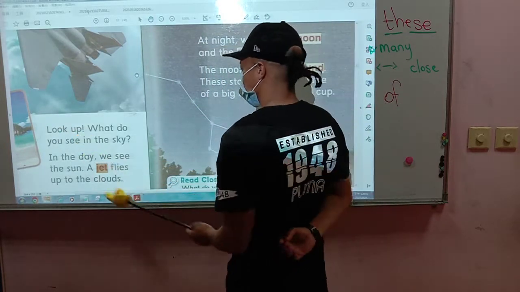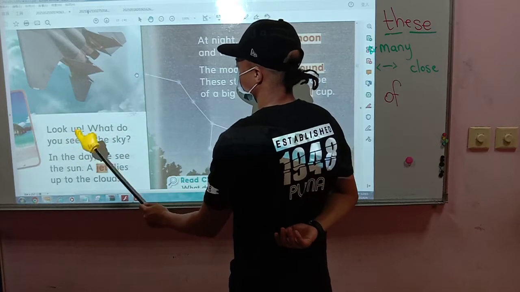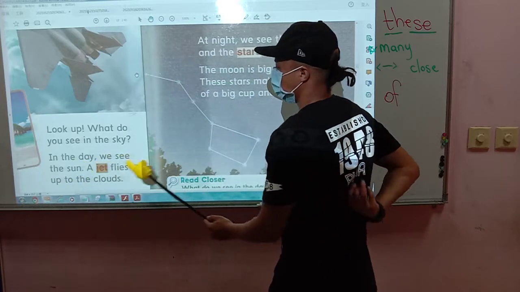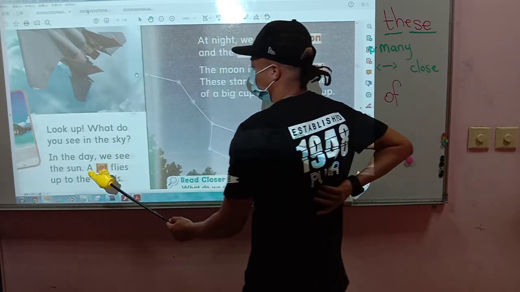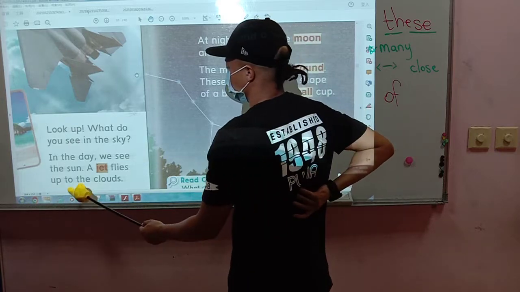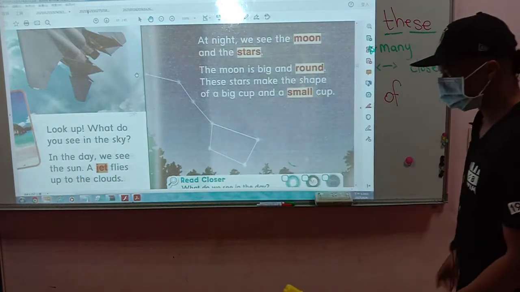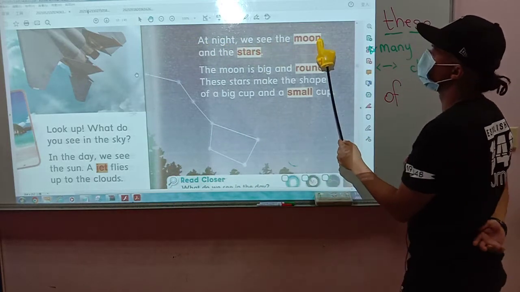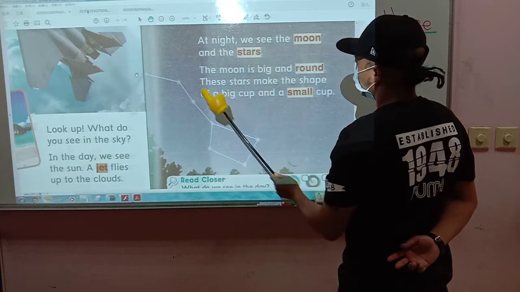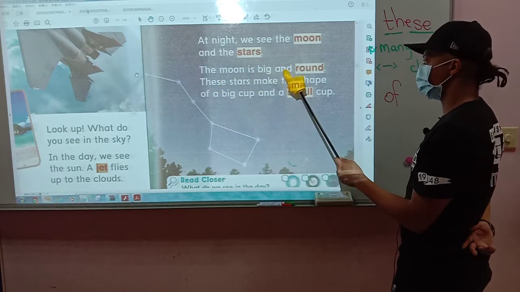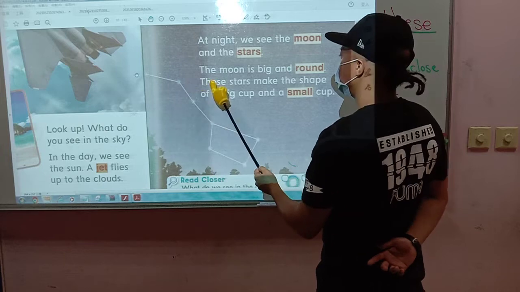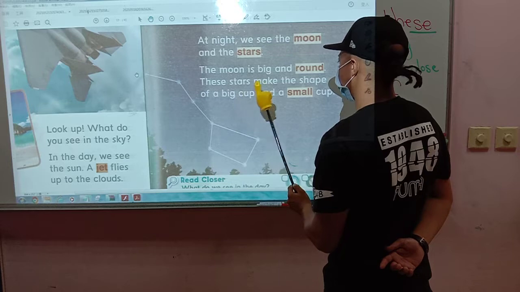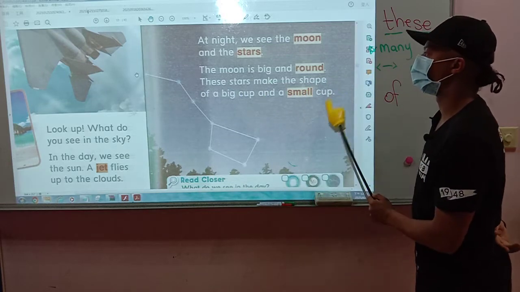Look up. What do you see in the sky? In the day, we see the sun. A jet flies up to the clouds. At night, we see the moon and the stars. The moon is big and round. These stars make the shape of a big cup and a small cup.